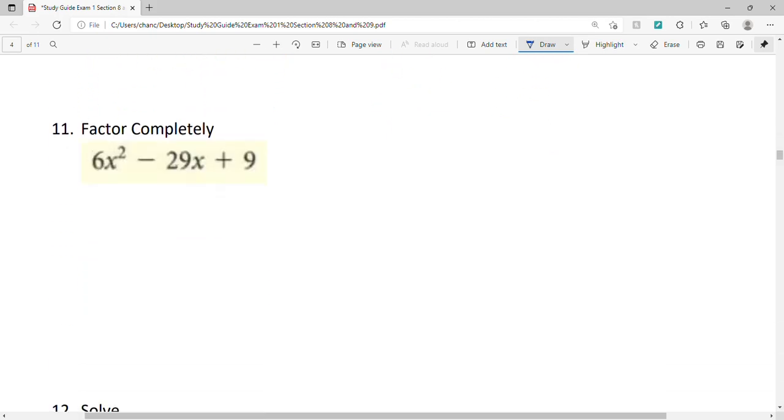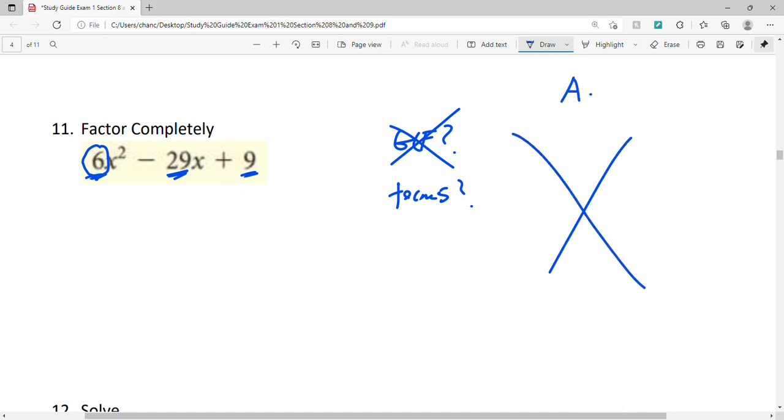In question 11, we'll ask again, is there a GCF? There doesn't appear to be a number that divides into all 3, so there's no GCF. Then we'll look at the number of terms. In this case, there's 3 terms, but the leading coefficient is a 6, so we'll have to use the AC method. For the AC method, remember you need to multiply the front times the back. 6 times 9, that's going to give us 54. And we want to find a number that multiplies to get 54 but adds up to get negative 29.